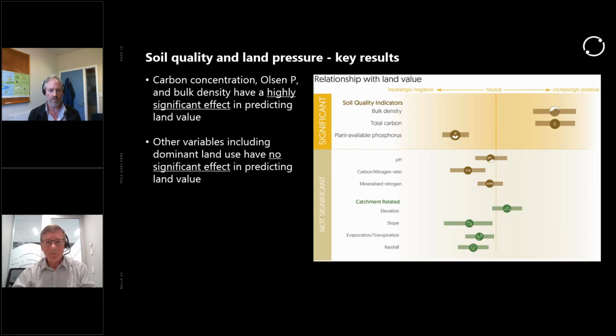The other variables, including various soil quality ones, you can see there in the diagram, dominant land use, etc., didn't have a significant effect on predicting land value. And the reason we wanted to look at some of these things was relating some of these things to water quality, as you'll see a bit later on.